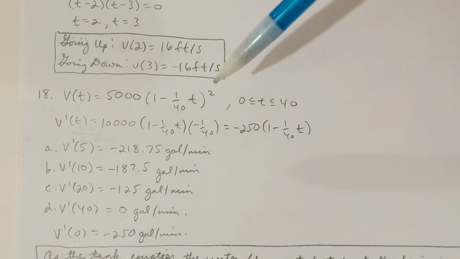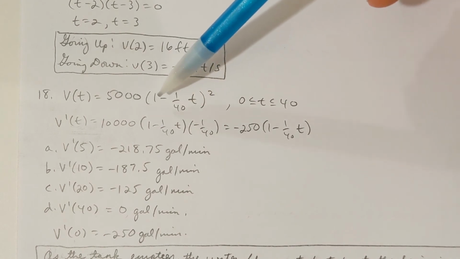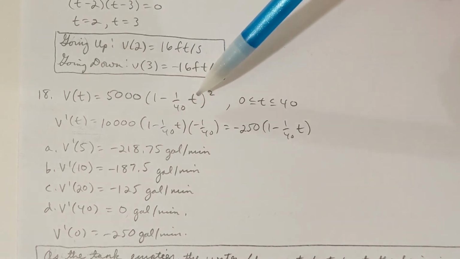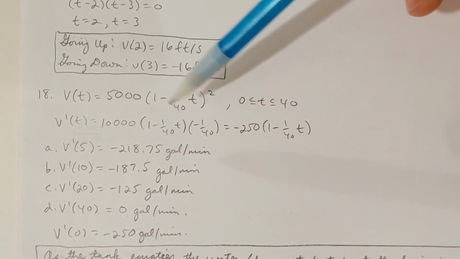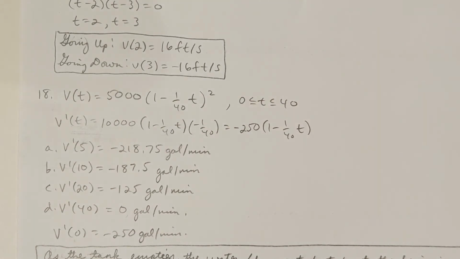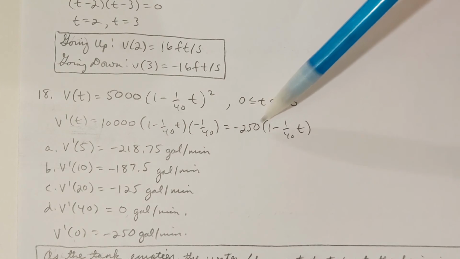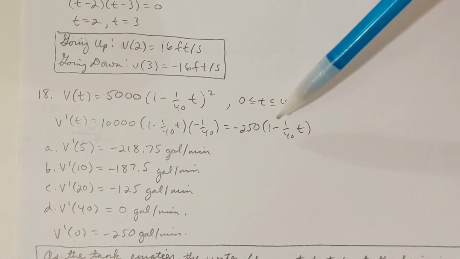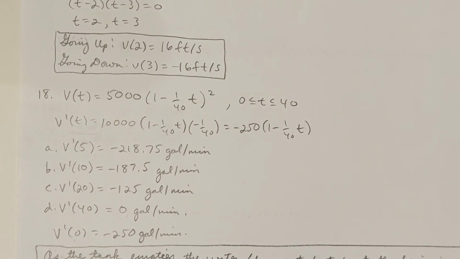That'll be a chain rule. I'm going to bring down the power of 2. I'm going to leave 1 minus 1 over 40t alone. That'll be to the first power now, and then multiply by the derivative of 1 minus 1 over 40t. That'd be negative 1 over 40. Okay, and if you simplify, 10,000 divided by 40 is 250. Negative 250 times 1 minus 1 over 40 times t, that would be the derivative there.